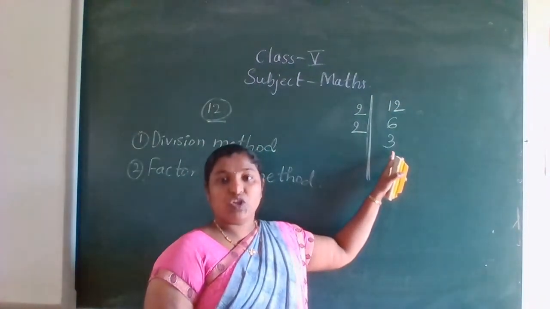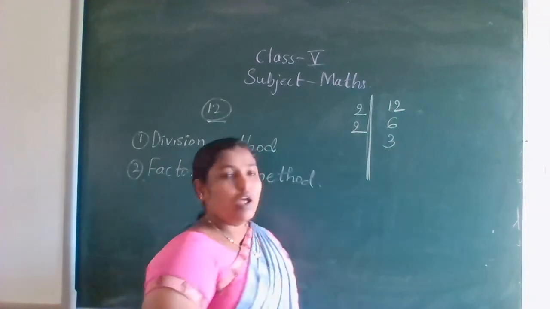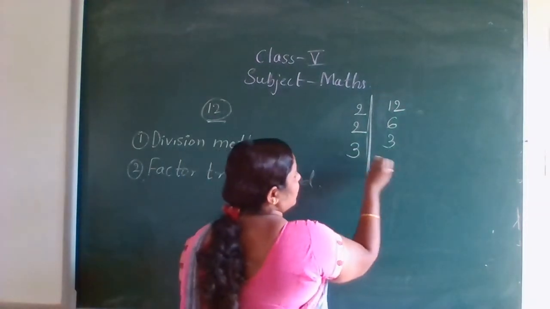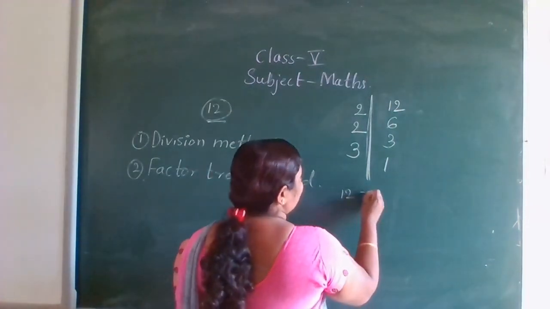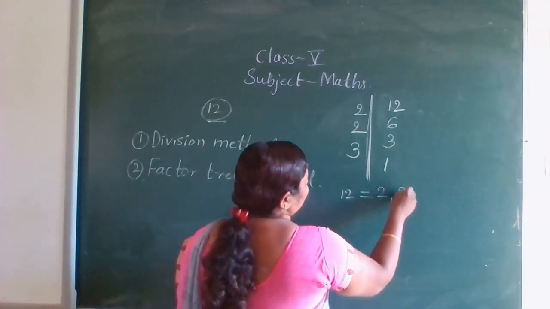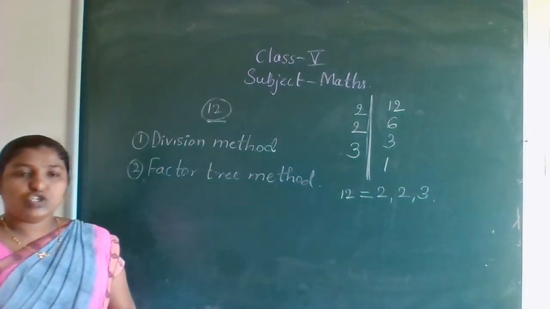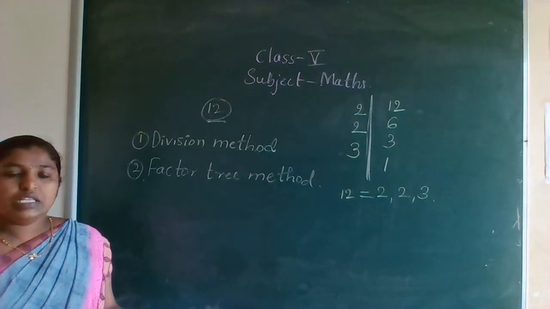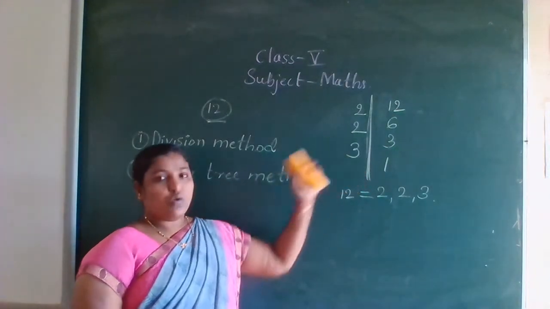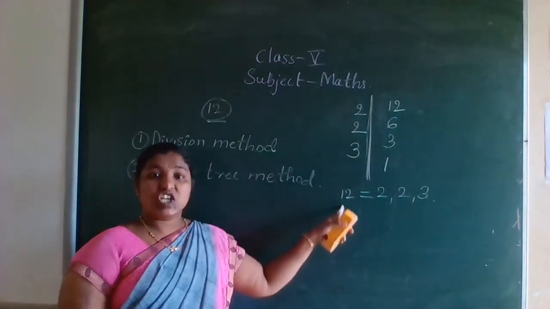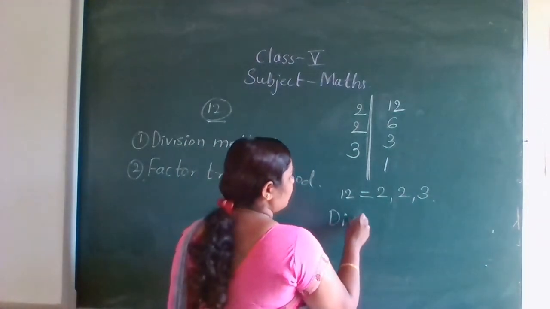Next, what has come? 3 has come. We should not take 2 now because this is an odd number. We should take 3. 3 ones are 3. So the prime factors of 12 are 2, 2 and 3. Got it? Understood? These are the prime factors of 12. This is the division method.